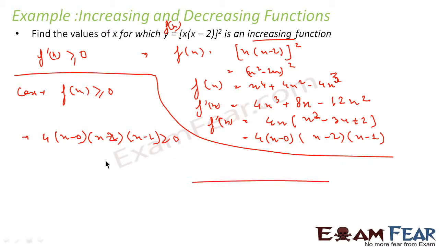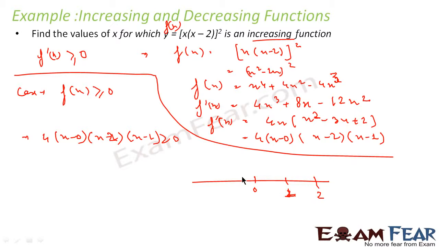So let's take the number line. The breakpoints are 0 from x minus 0, 2 from x minus 2, and 1 from x minus 1. So I'll take this as 1, this as 2. I'll get more space here. So 0, 1 and 2 are the 3 breakpoints here.